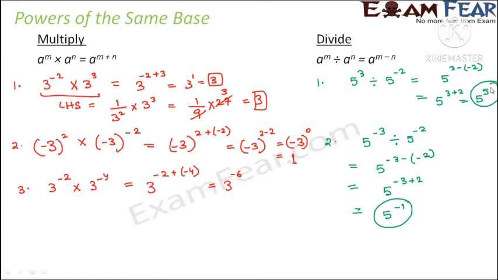So in this fashion, whenever we see that the bases are the same, if we are trying to multiply them, then the exponents are added. If we are trying to divide them, then the exponents are subtracted.